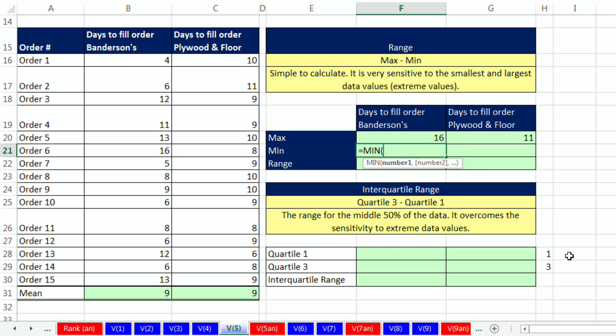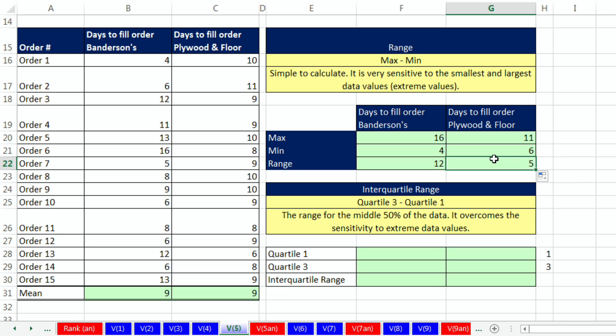Equals the min for the smallest, relative cell reference. Control-Enter. The min is 4. Ooh. The min is 6. And the range equals the largest minus the smallest. Control-Enter and copy it over. So there's a range of 12 days and 5.